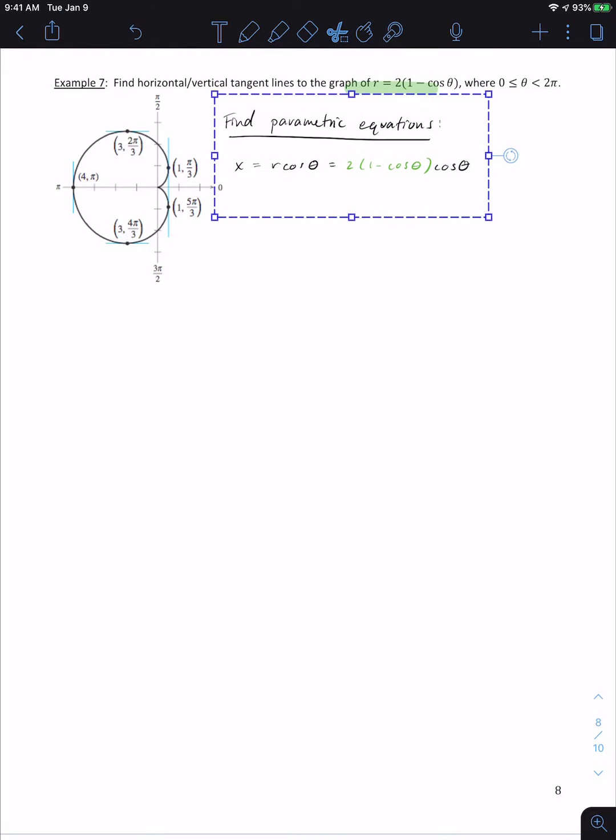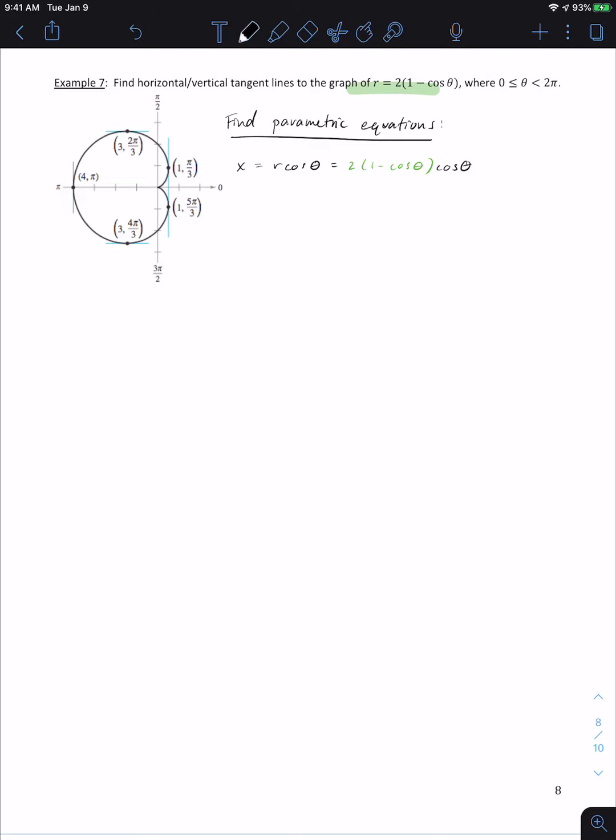And then I'm going to multiply that times cosine of theta. So shifting this over a little bit, let's see, do we want to simplify that one? Yeah, let's go ahead and simplify that one. I end up getting 2 cosine of theta minus 2 cosine squared theta, once I simplify that.